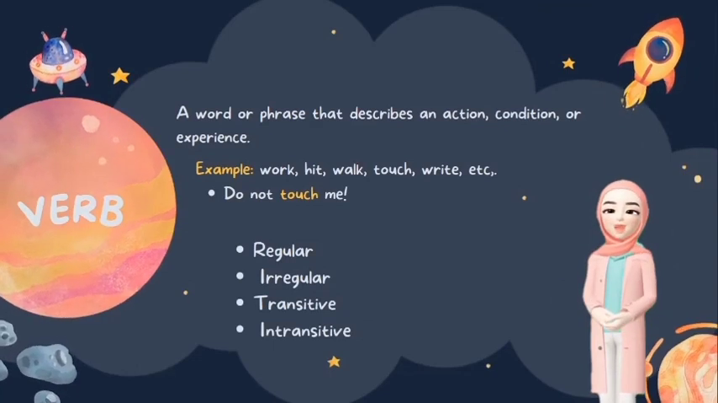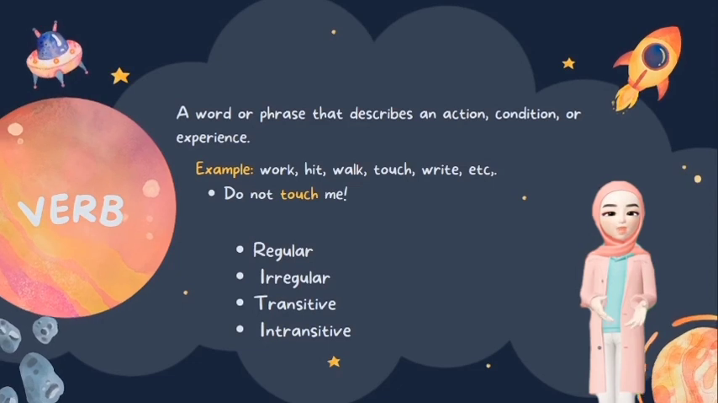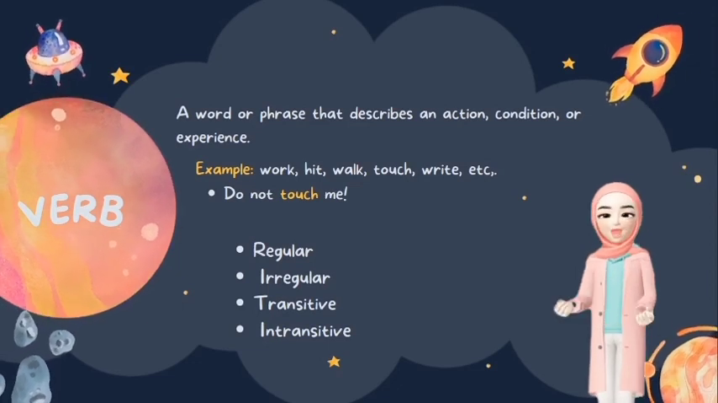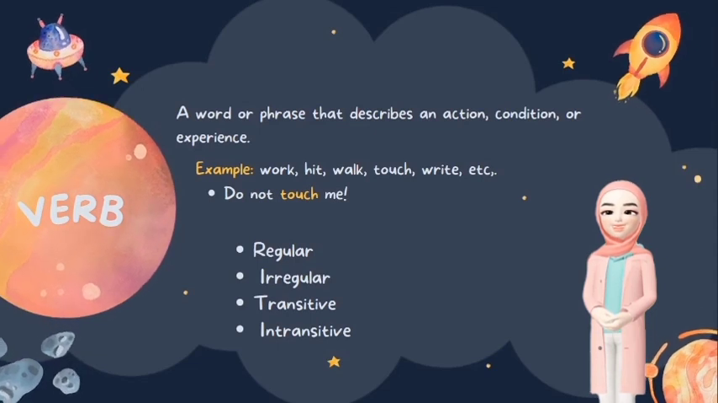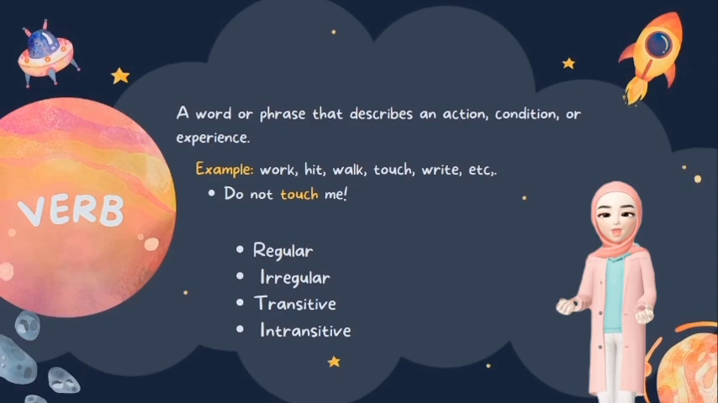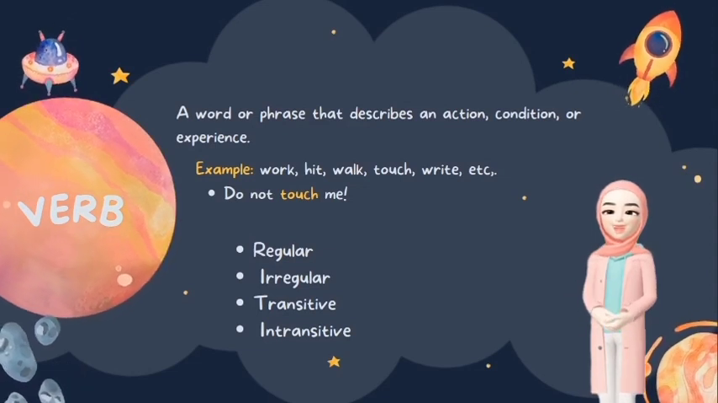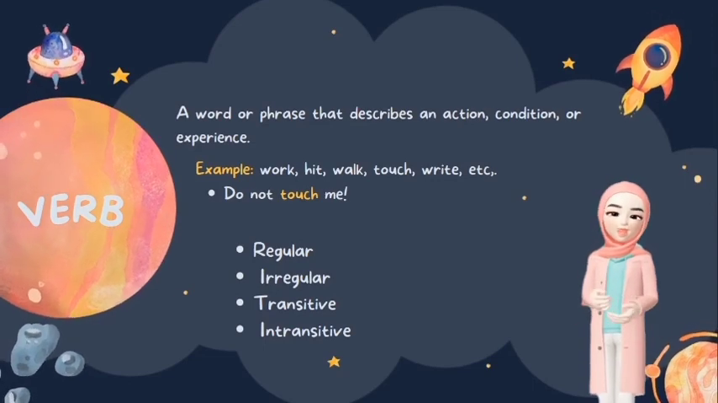First is verb. A verb is a word or phrase that describes an action, condition, or experience. For example, work, hit, walk, touch, write, and etc. Example in a sentence: "Do not touch me," where the verb is touch. Then there are several kinds of verbs. Some are regular, irregular, transitive, and intransitive.